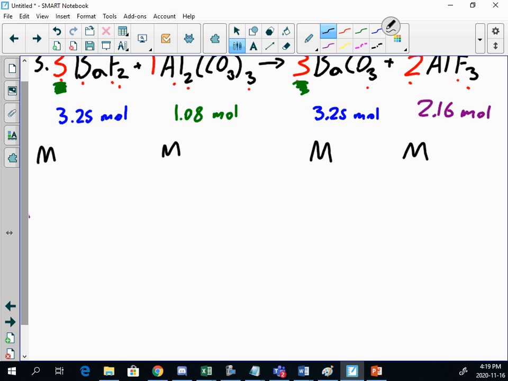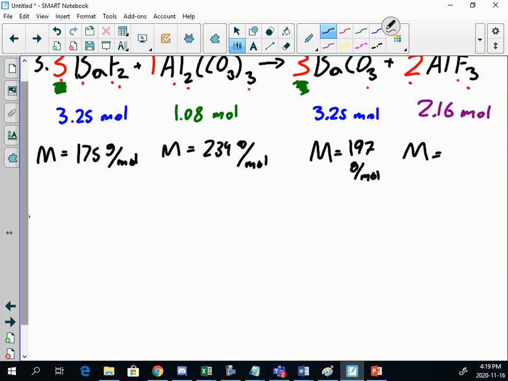You can do this in a couple ways. You can just Google it, or you can use your periodic table and start adding masses together. But when you do, you'll get the molar mass of barium fluoride is 175 grams per mole. The molar mass of aluminum carbonate is 234 grams per mole. The molar mass of barium carbonate is 197 grams per mole.